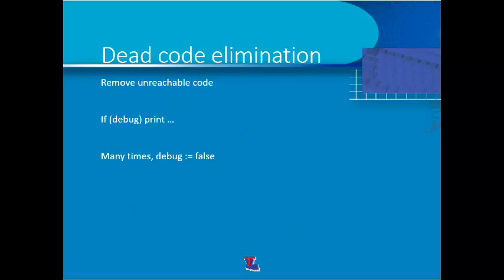Okay, so now coming to dead code elimination. Basically, dead code elimination means that you remove unreachable code. By unreachable code, I mean code which cannot be accessed from the initial state.